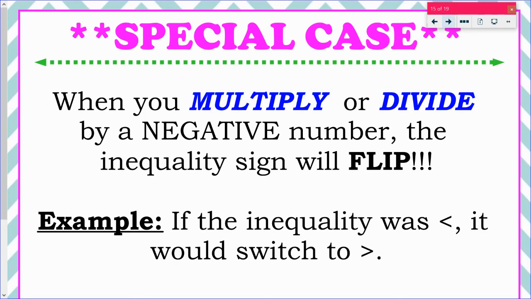Awesome. Okay, and then one thing that I like to call a special case is always a scenario where the rules don't work the same way, or there is something special about the problem. Something to keep in mind is that when you multiply or divide by a negative number, the inequality sign will flip. So for example, if the inequality was less than, it would switch to greater than. So let me show you what I mean by this.